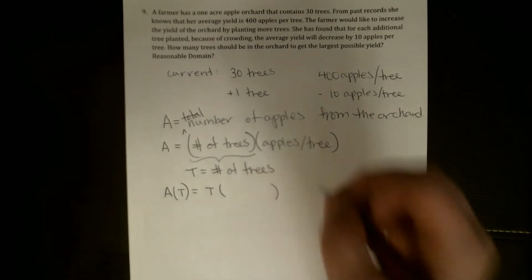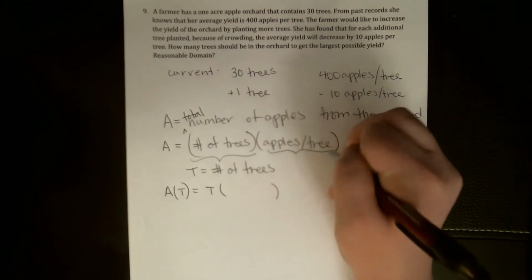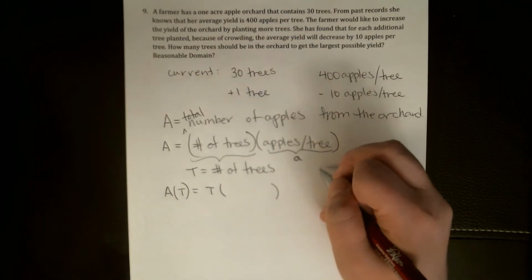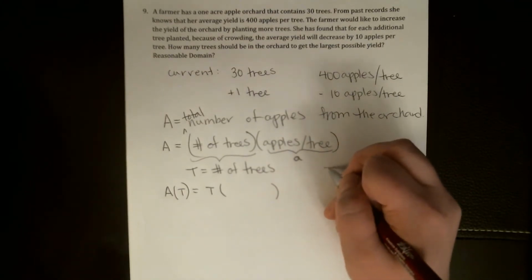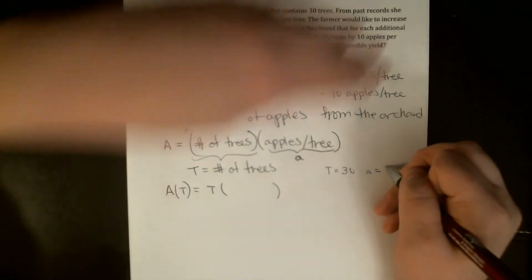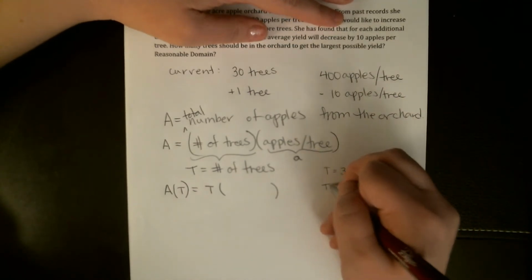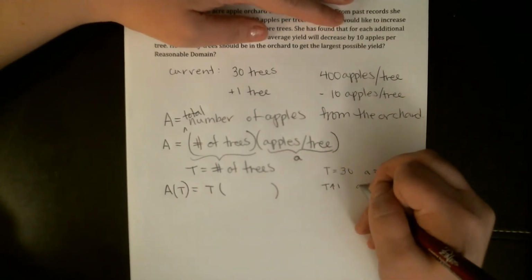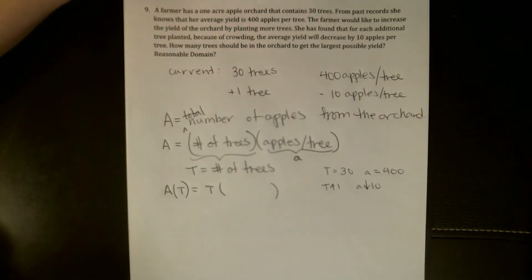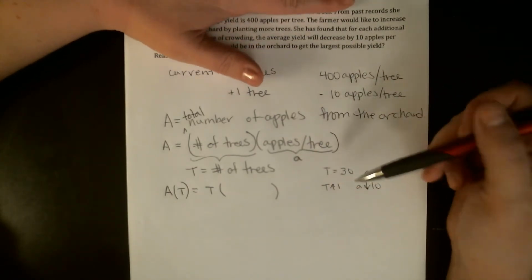I'm going to give this a name. Hopefully this won't mix you up. I'm going to call this little a for apples per tree. I know that when T equals 30, little a equals 400. And I also know that if T increases by 1, little a will decrease by 10. So this is the information I'm given about how the number of apples per tree is dependent on the number of trees.